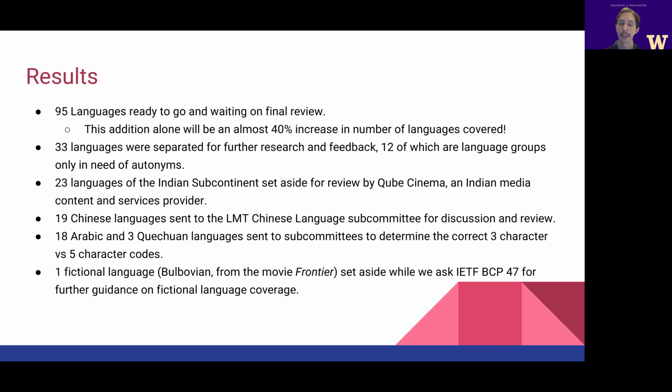19 Chinese languages were sent to the LMT Chinese Language Subcommittee. Chinese languages ended up having some disagreement between requests, so we want to give those a really good review. 18 Arabic and 3 Quechuan languages were sent to subcommittee. They had kind of a 3-character versus 5-character issue, so that's going to be a discussion and decisions from them. And then 1 fictional language, Bulbovian, from the movie Frontier, was set aside while we figure out guidance on fictional language coverage.